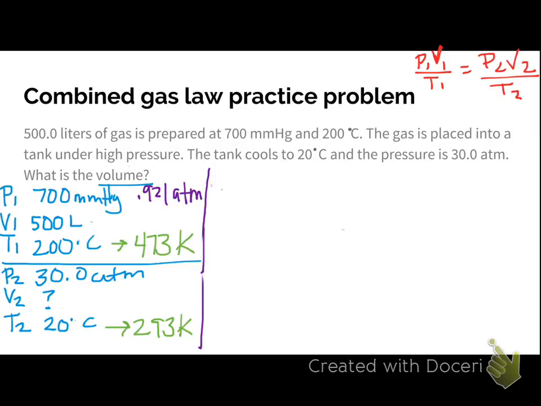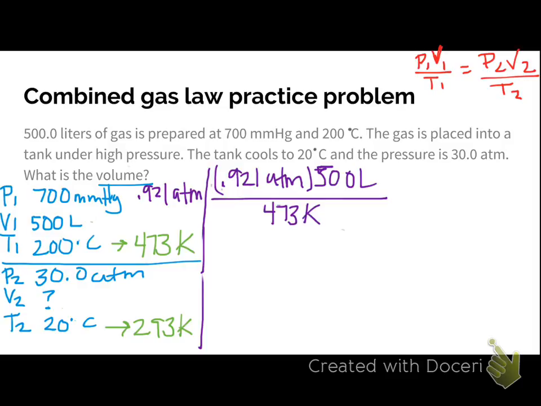So our P1 is 0.921 atm. And we're multiplying that by 500 liters. And that's being divided by 473 K. And that equals, our pressure 2 is 30 atm times your V2, which is what we're solving for, divided by your temperature 2, which was 293.